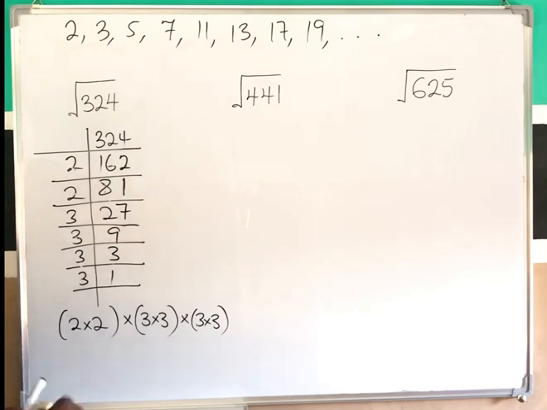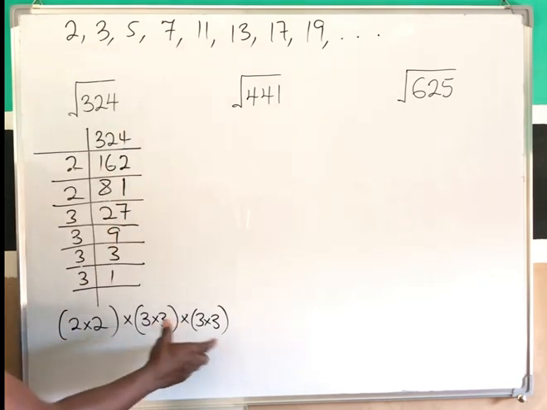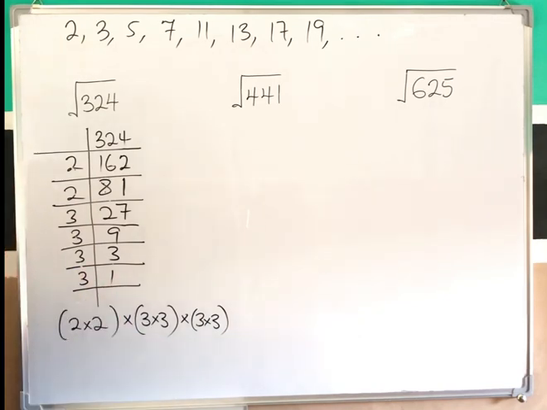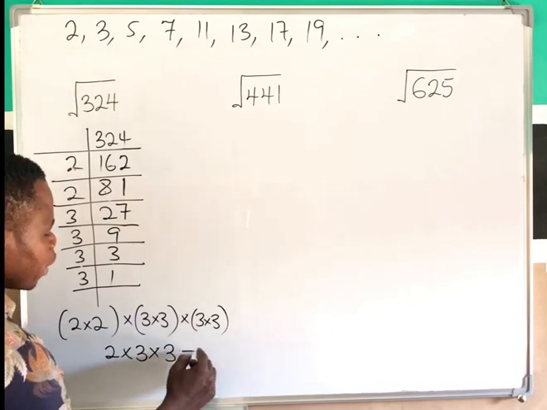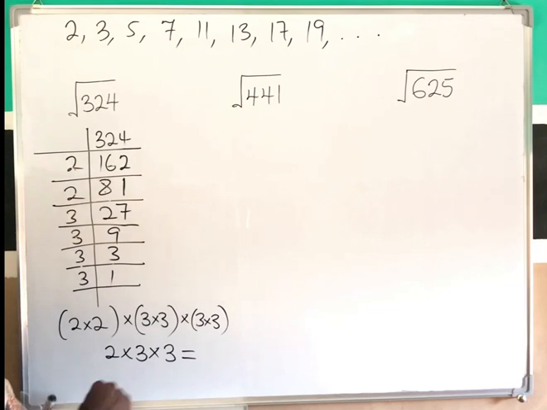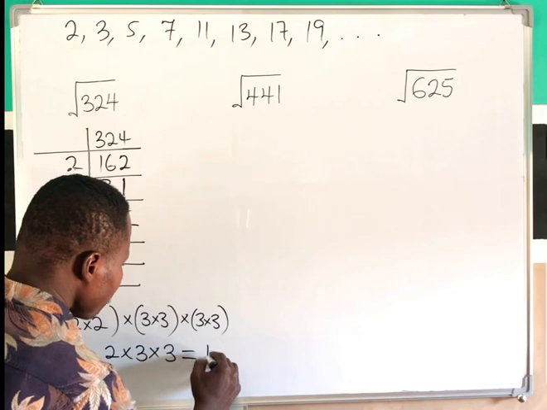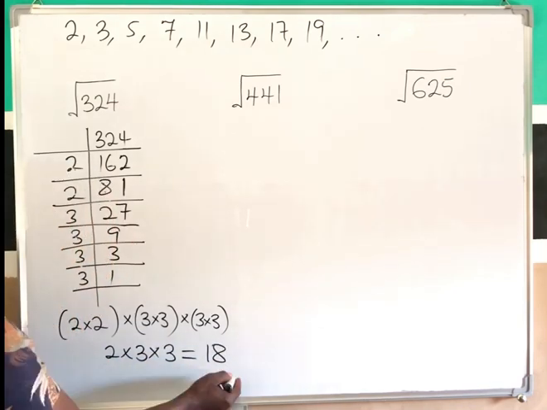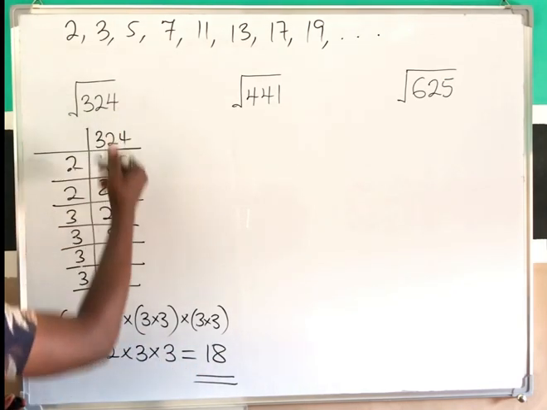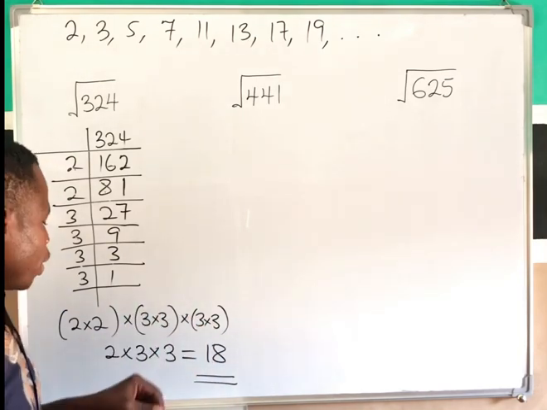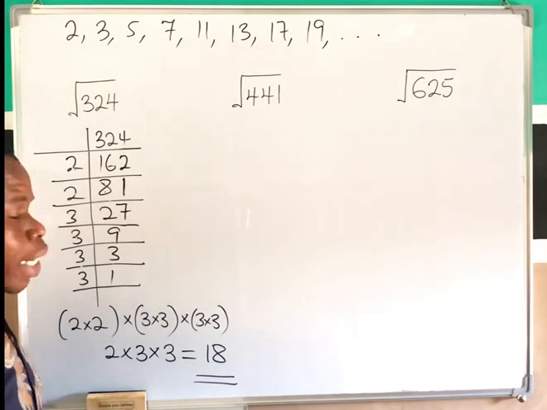So for me to get the square root of 324, from each of these pairs, I will pick one number and multiply them together. Here they are 2, 2, so I'll pick one 2. Here they are 3, 3, so I'll pick one 3. Here too, they are 3, 3, so I'll pick one 3. Then I will multiply these numbers. 2 times 3 is 6. 6 times 3 is 18. Meaning the square root of 324 is 18. This is how we find the square root of a number using the prime factorization method.